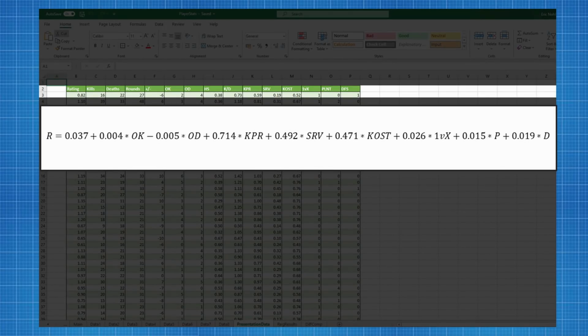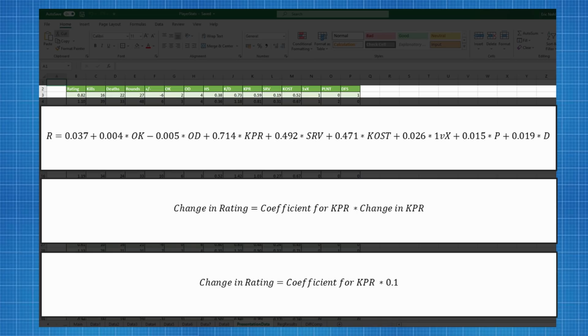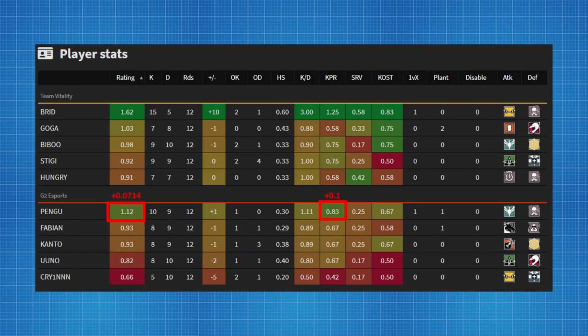By how much does your rating increase if you increase only your KPR by, let's say, 0.1? Your rating increases by 0.1 times the coefficient for KPR, which is 0.714, so the end result is 0.0714. This means that if you increase only your KPR by 0.1, your rating increases by 0.071. And on the way to answering this question, we also answered all the similar questions for the rest of the stats. If you manage to plant one more bomb, for example, your rating will increase by 0.015.